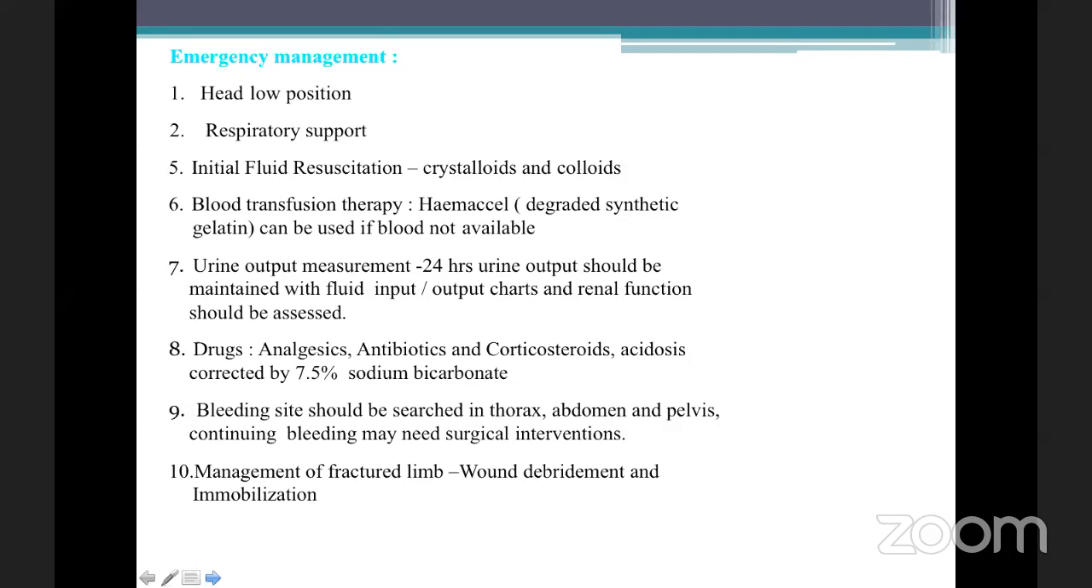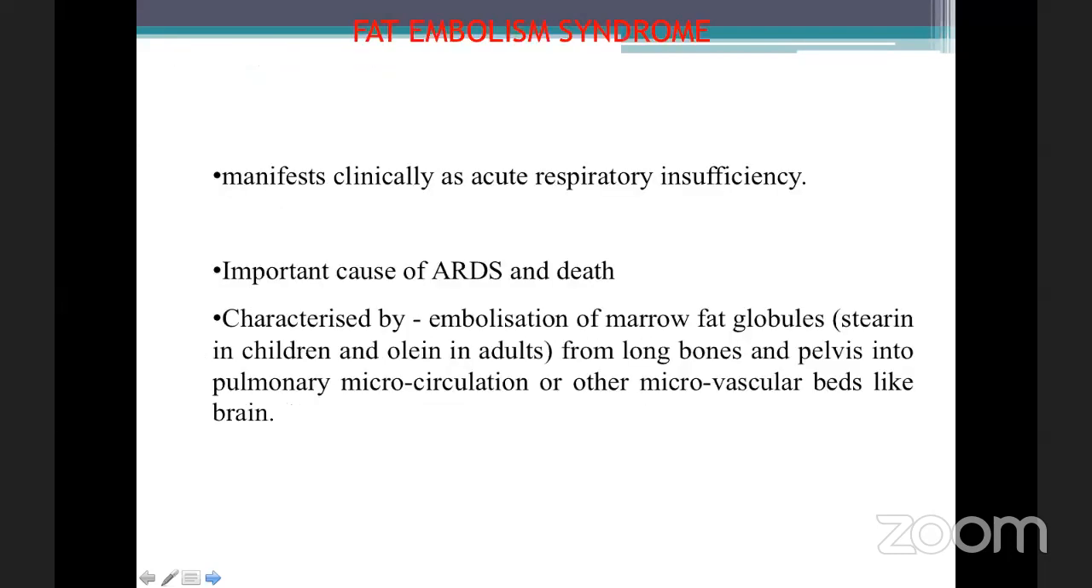External fixation means it's a temporary management, not a definitive fixation. So that is what has to be done on an emergency basis. So this is what is hypovolemic shock.